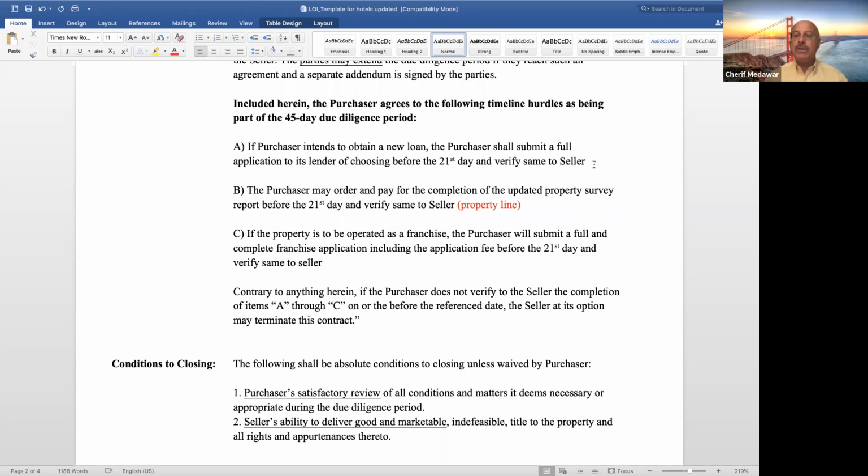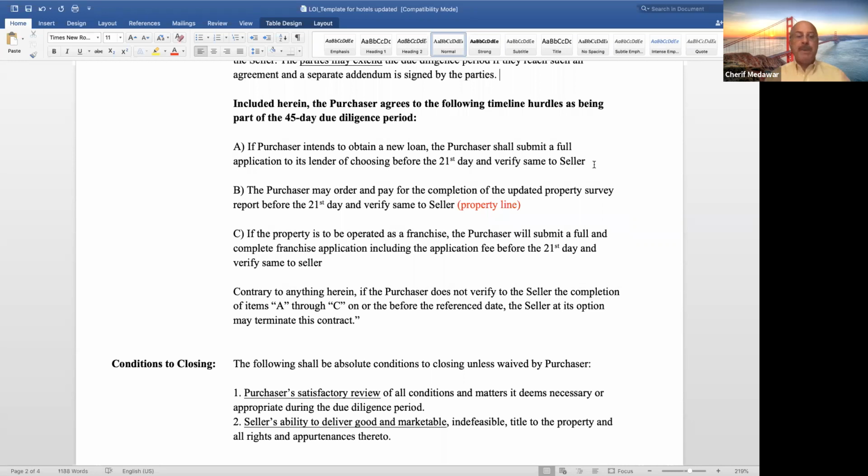So I need to submit an application to a new lender and say, okay, here's the application. I'm giving you all what you need. Here is my reserves. Here's my down payment, my proof of funds, etc., to the lender. And I need to show that to the seller and their broker. Hey, listen, I applied. I'm moving forward.